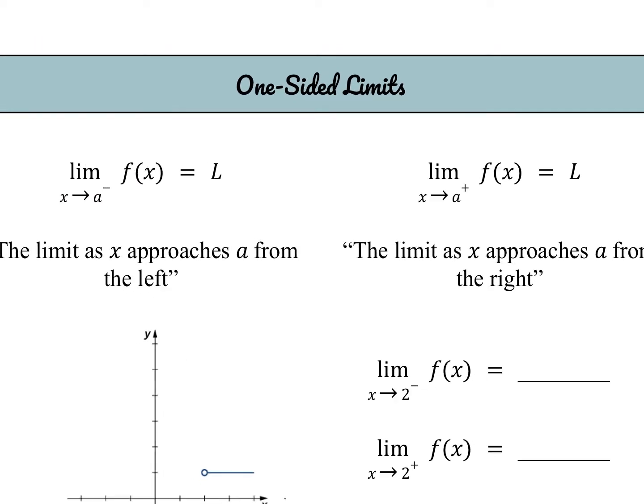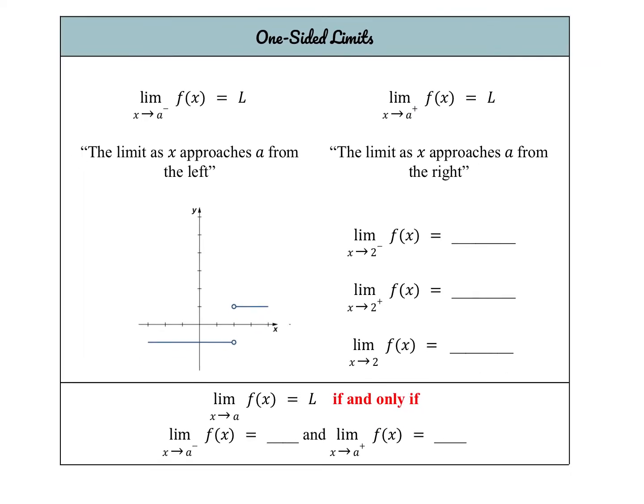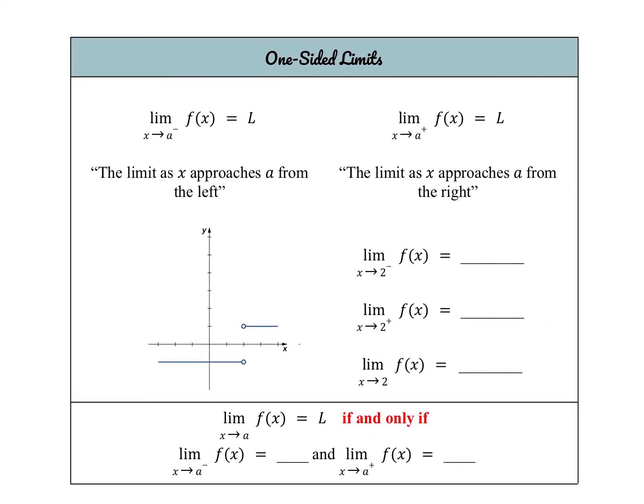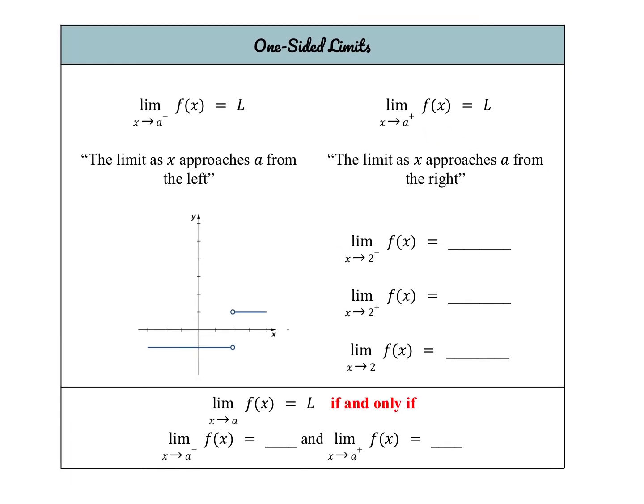And then here we have the limit as x approaches a from the right of f of x. When you see a little plus sign, it means from values that are larger than a, which would be from the right. So we can actually define just one side of our limits. We can define them individually rather than defining an overall limit.